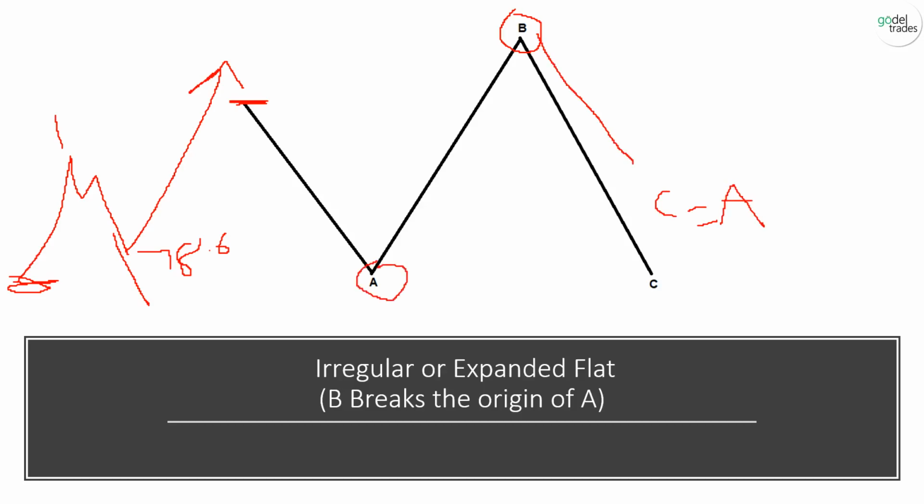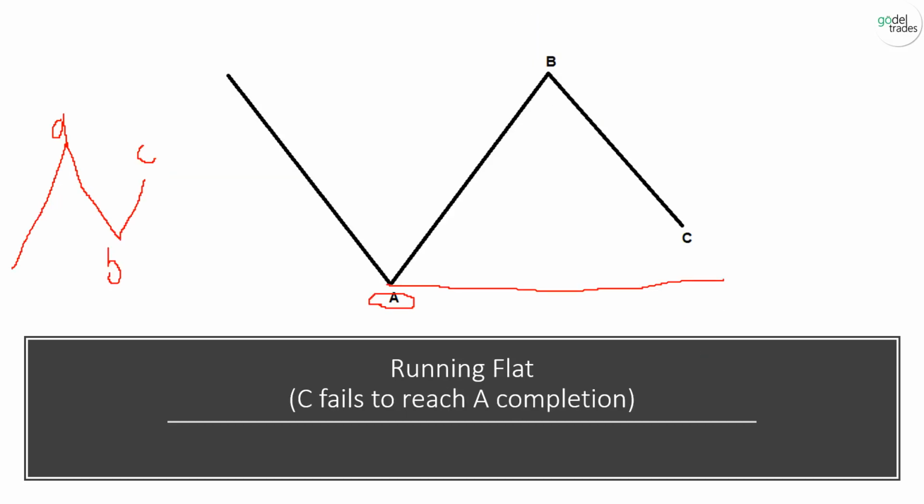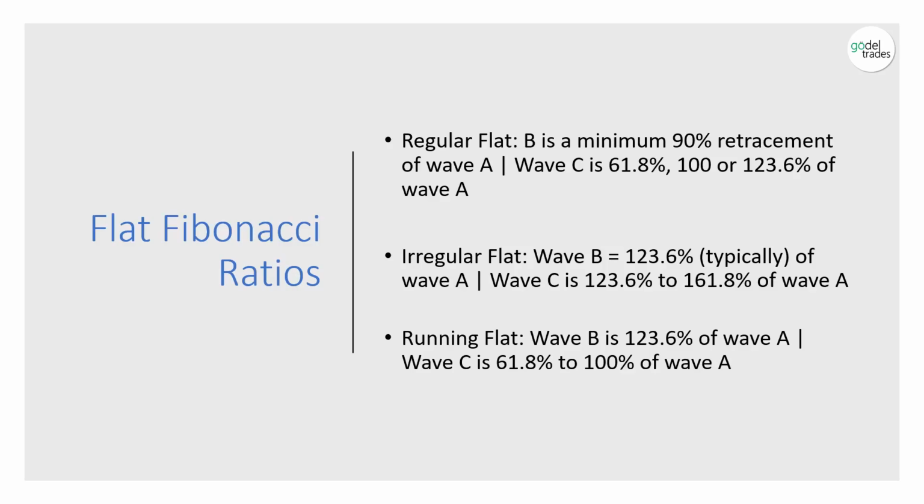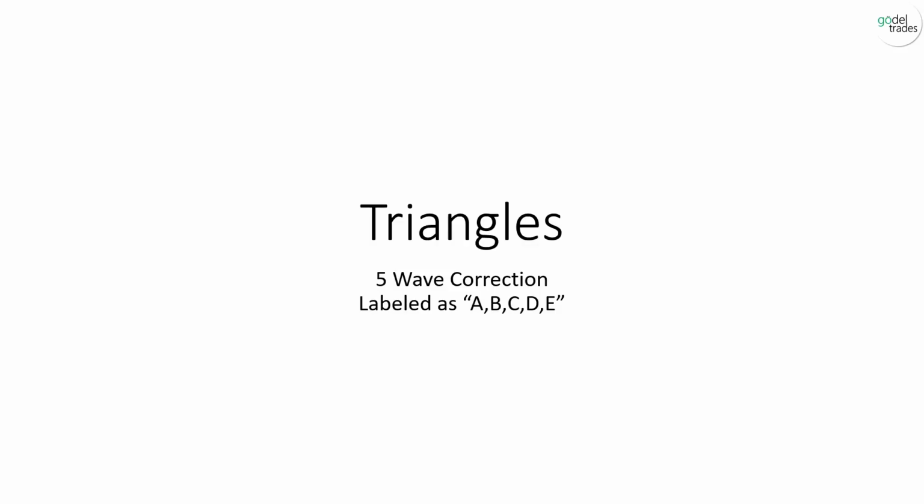That's where the 161.8, for instance, or 123.6 comes into play. And then in a running flat, you've got a wave B with a 123.6 of wave A, and a C that's a 61.8 to equality of A. And again, I'll have a cheat sheet out for you guys before the next video next week, and this should help you out just a bit.